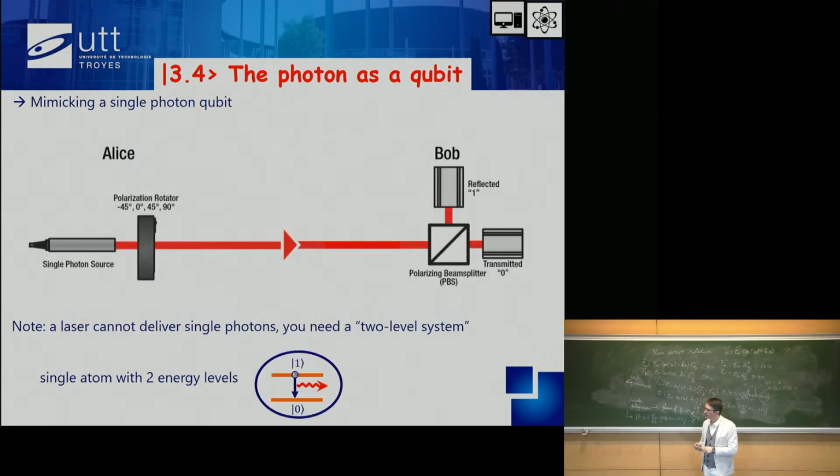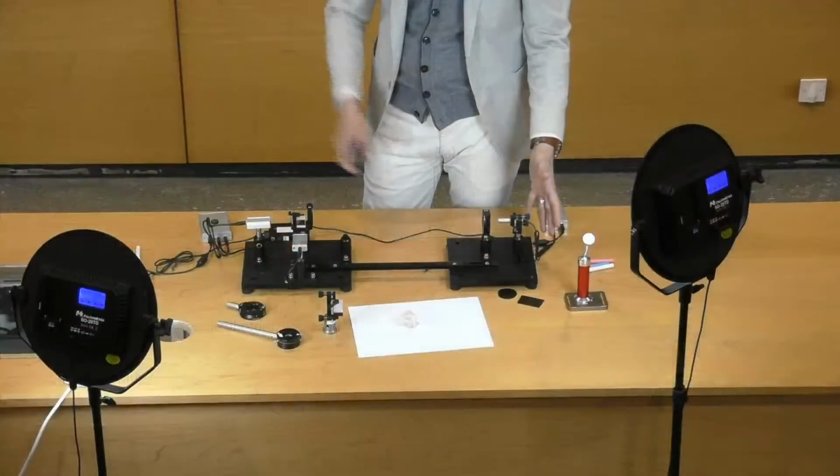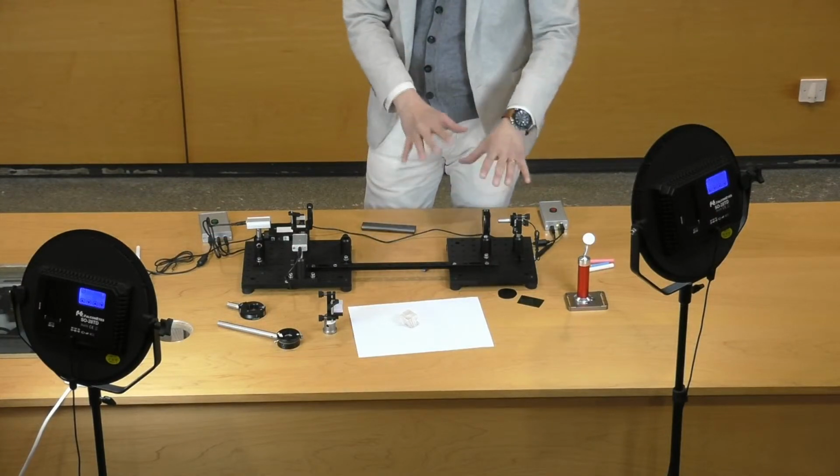So how do we do that in a lab? Well, so here I have a way of mimicking a single photon. It's not a single photon, and I'll tell you why. But I've got here my source of photon. So I've got on one side here my source of photon. So here is what we call Alice, right? So this is the Alice side. So there is a laser and there is a polarization rotator, so I'll explain that after.